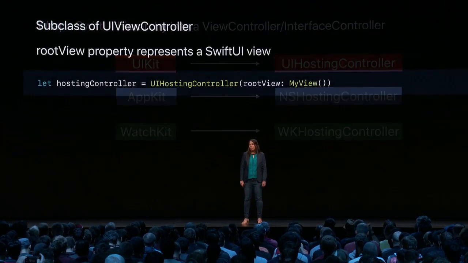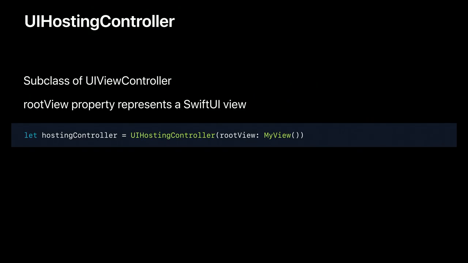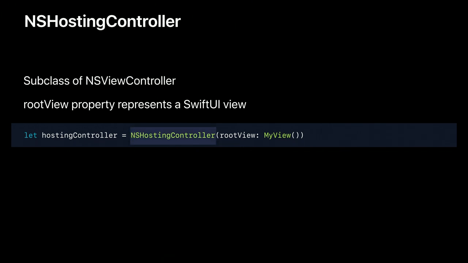Let's take a closer look at the UI hosting controller first. The UI hosting controller is a subclass of UIViewController. It has an initializer that takes a single parameter called rootView. This is where we pass our SwiftUI view. Once the hosting controller is initialized, it can be presented via code or storyboard, just like any other view controller. For Mac, we have the NSHostingController, which is used to present SwiftUI content in an NSViewController.